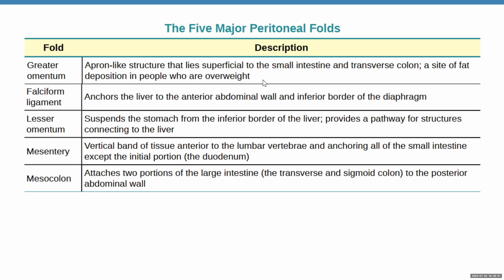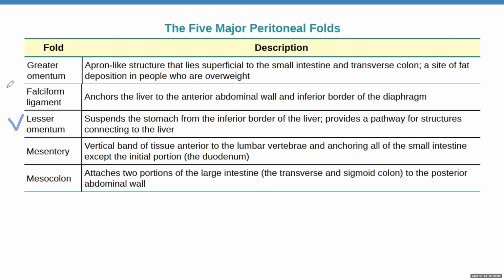Now, the five major peritoneal folds include a greater omentum. It's an apron-like structure that lies superficial to the small intestine and transverse colon, a site of fat deposition in people who are overweight. Falciform ligament anchors the liver to the anterior abdominal wall and inferior border of the diaphragm.